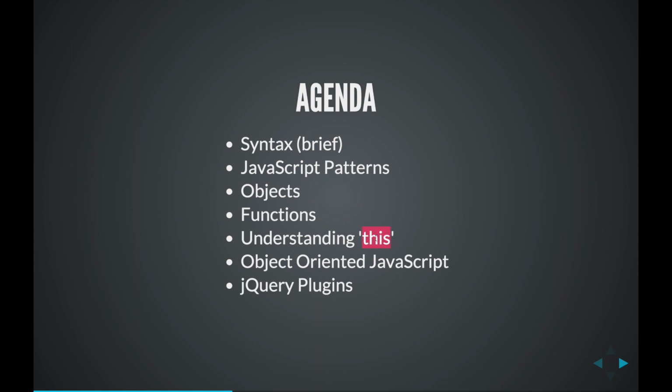There's also a lot of controversy around the this pointer within JavaScript that causes a lot of confusion, especially for people who are used to the this pointer in different languages. One thing you'll find out is that the this pointer just does not behave the same, and it is really confusing for people who are very new to the language. So we're going to spend some time talking about that as well. We're then going to get into some object-oriented JavaScript, and then finally, if we have enough time, we're going to get into some applications of JavaScript in the form of jQuery plugins.